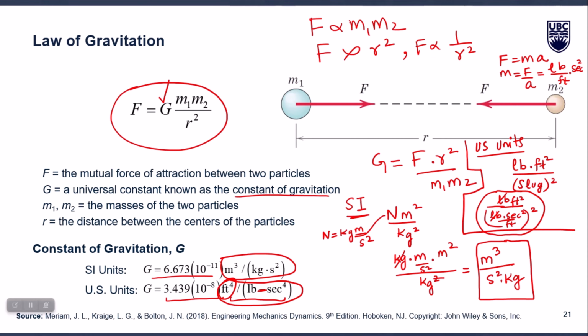One interesting thing is that these units cannot be related one to one. For example, you have the length raised to power 3 on top, but here you have length raised to power 4 in the US system. Similarly, you have kilogram second square, here you have pound second raised to power 4. So there is no one-to-one correspondence between these derived units in these two unit systems.